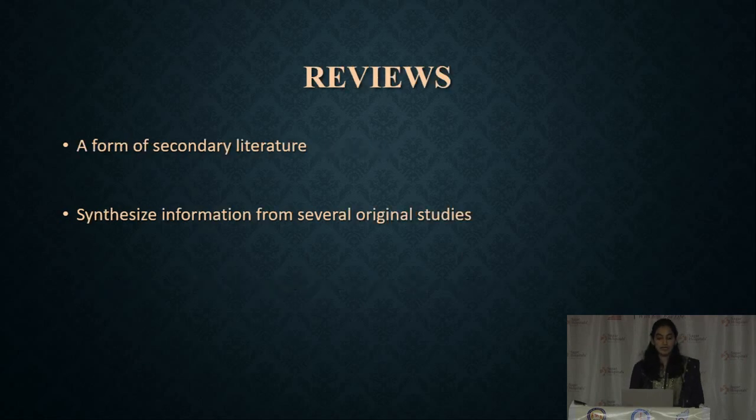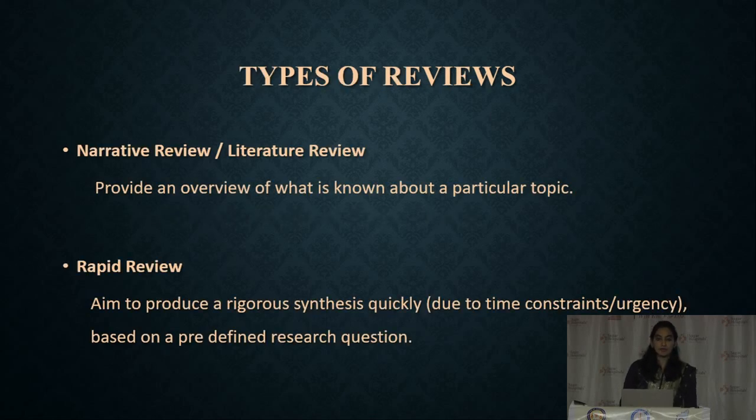Reviews basically are a form of secondary literature where you go through different articles and thereby come to a conclusion. They help you to synthesize information from several original studies. There are different types of reviews. First, we have the narrative or literature review, which provides an overview of what is already known about a particular topic. Then we have the rapid review, which aims to produce a rigorous synthesis very quickly, especially where there are time constraints or in case of an urgency.